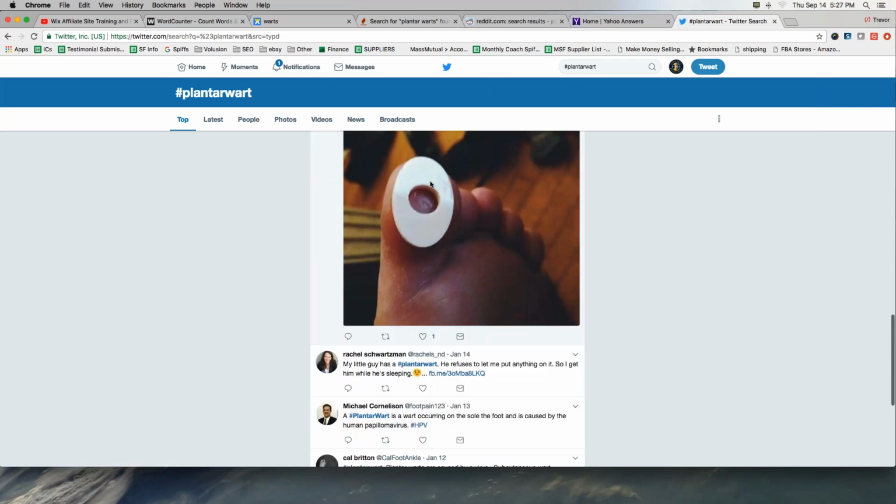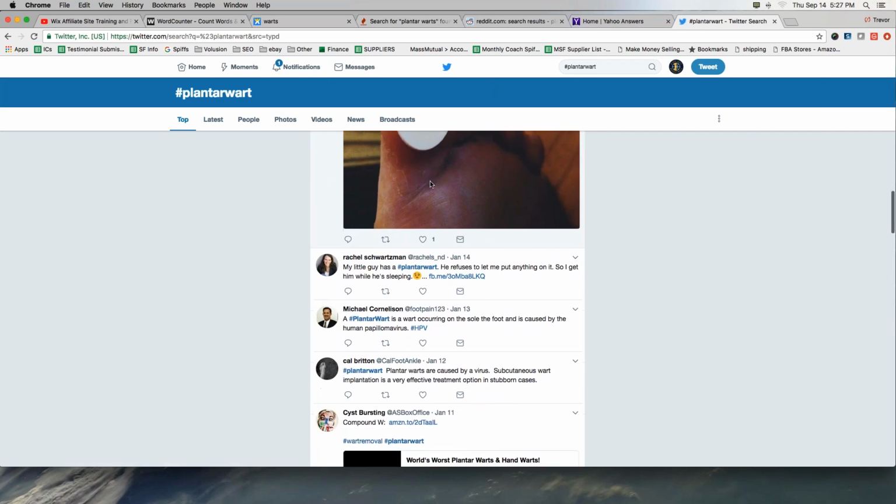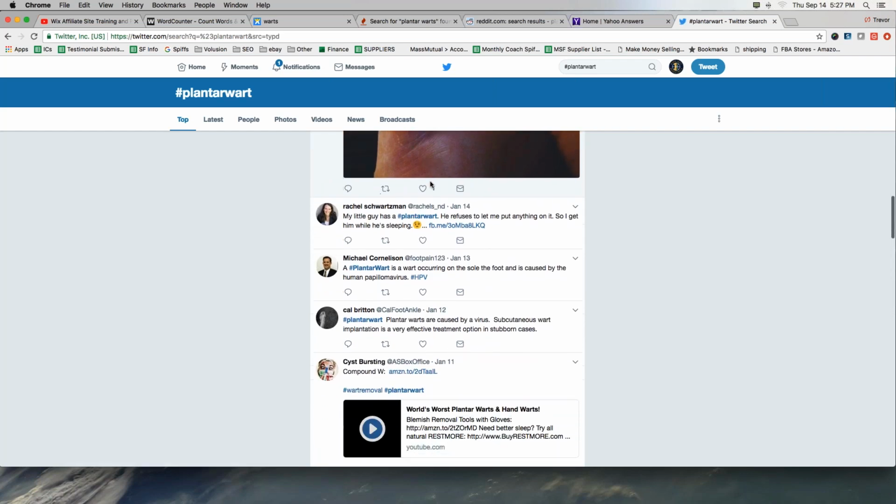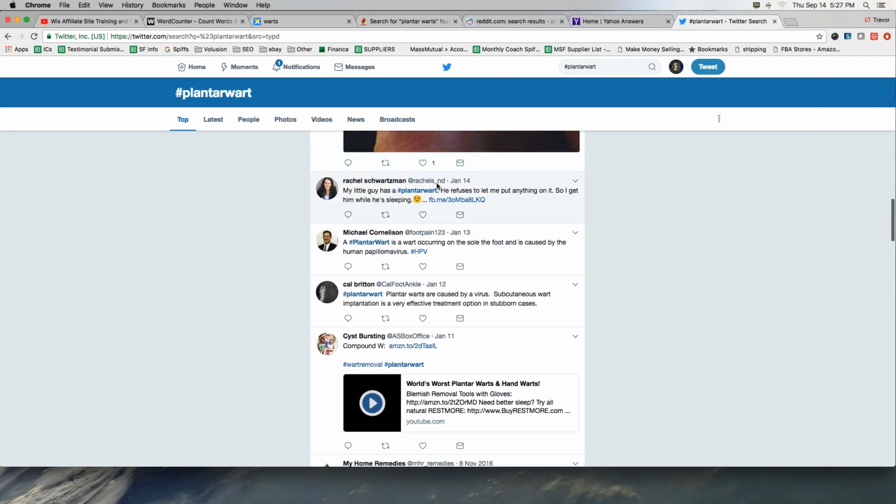This person's actually showing a picture of one. This is interesting. Check out this one right here. This looks like a mom who says, my little guy has a plantar wart. He refuses to let me put anything on it, so I get him while he's sleeping. And then it looks like they've got a picture right here. What could I do with something like that? What kind of content could I create?